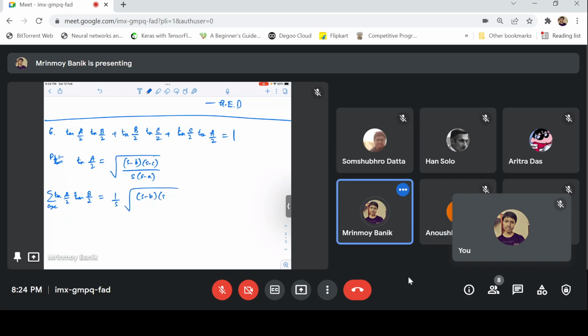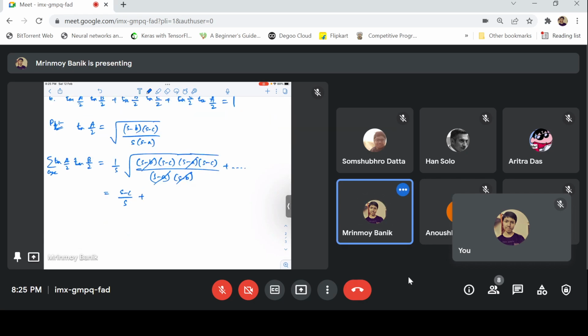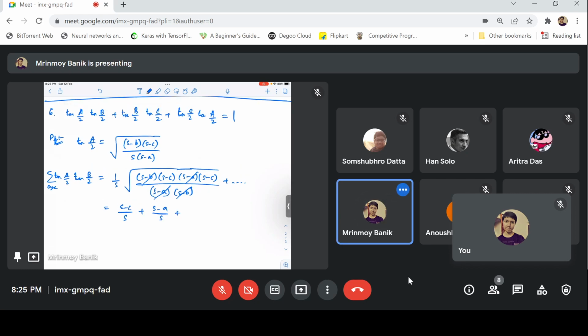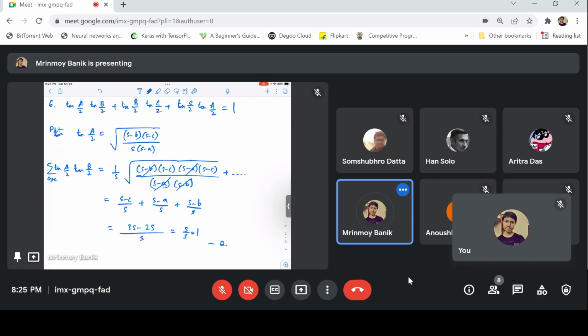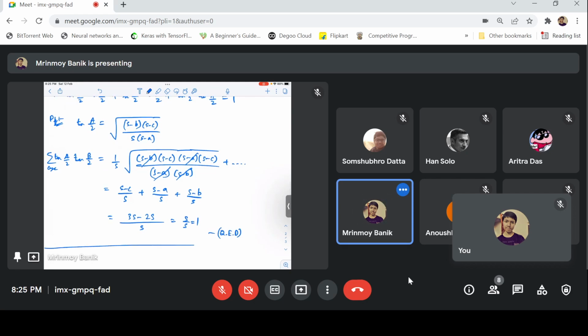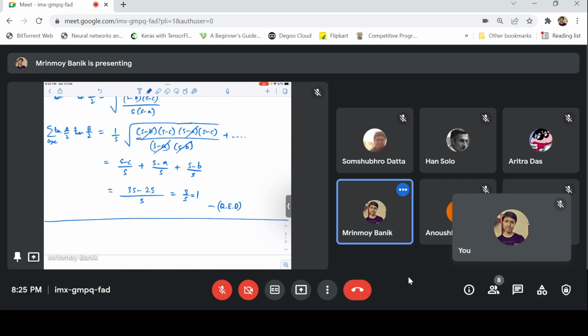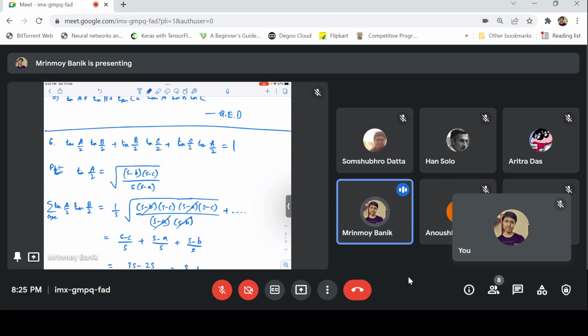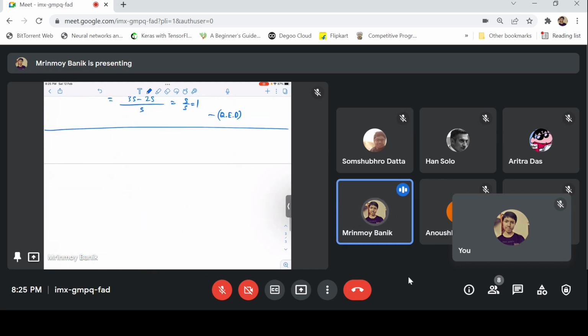1 by s times (s minus b)(s minus c)(s minus a)... (s minus a)(s minus b). So it's (s minus c) by s. Similarly, the other terms will be (s minus a) by s and (s minus b) by s. So 3s minus 2s, s by s is 1. Yeah, and of course you can invert the terms to get the corresponding identities for cot, sec and cosec.